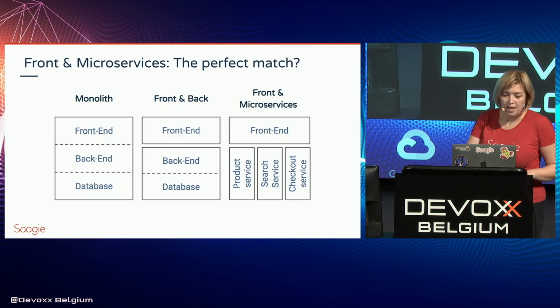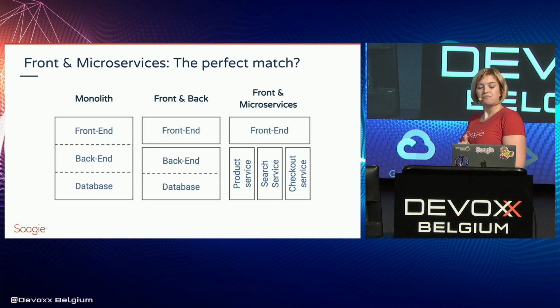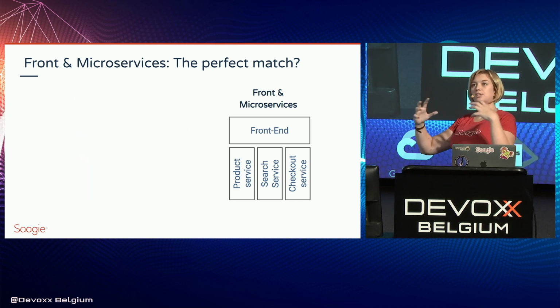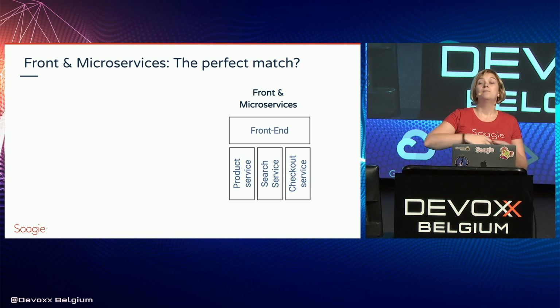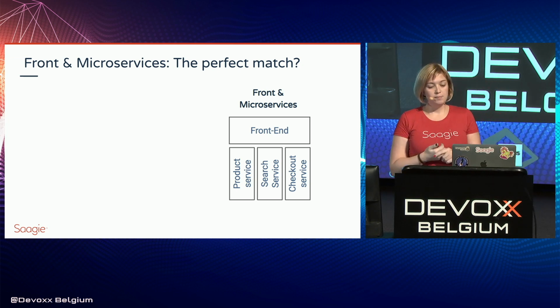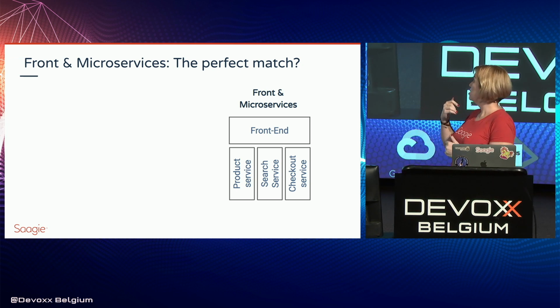OK, thanks. So looking at our front and microservices split, we can think that finally everything is at its place and completely optimized, but it's not. It's not because, first of all, you now ended up with a front-end monolith, which is just as hard to maintain and evolve as your back-end monolith was.